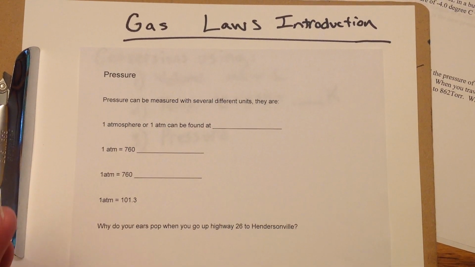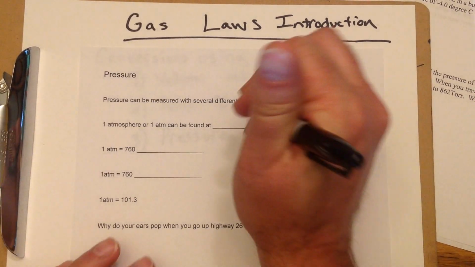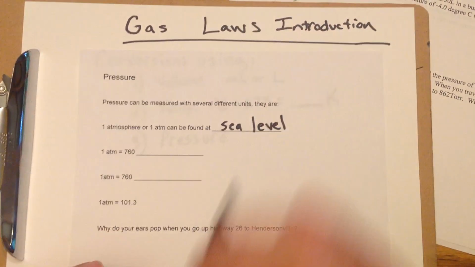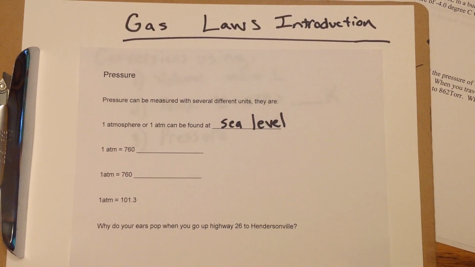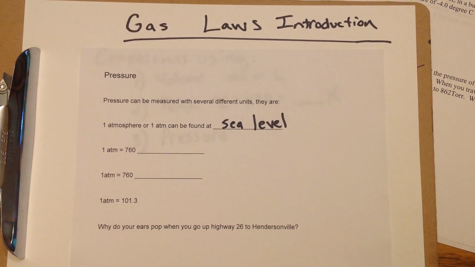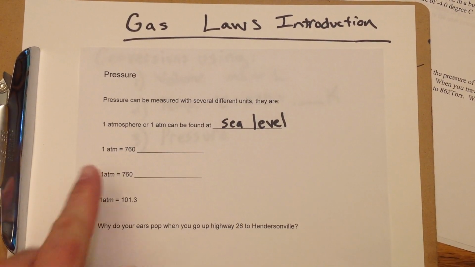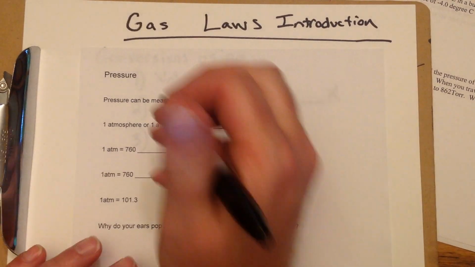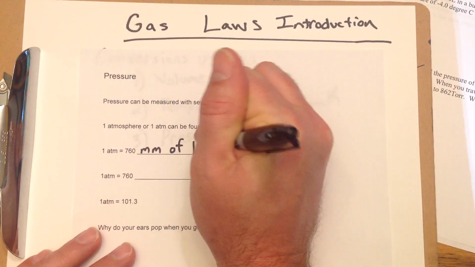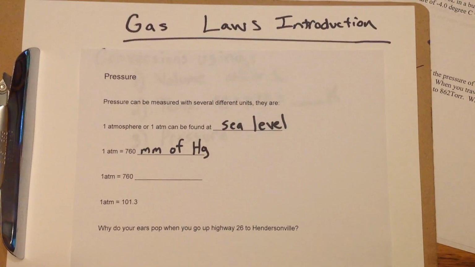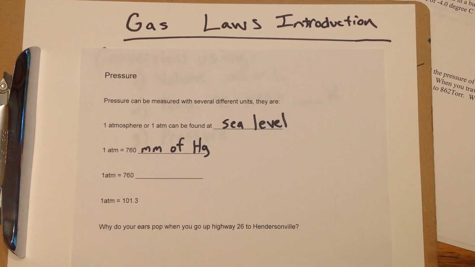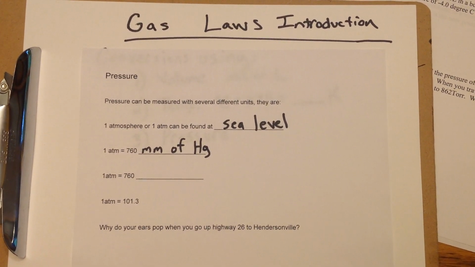They are: atmospheres, of which 1 atm can be found at sea level. This is all over the world. Anytime you're at the beach, you're at sea level. So right where the water touches the land, all over the earth, that's 1 atmosphere when you're at the beach. All right, that 1 atmosphere can also equal 760 millimeters of mercury. Mercury symbol is Hg. That means it lifts 760 millimeters of mercury up in the air. It's how much air pressure we have around us.